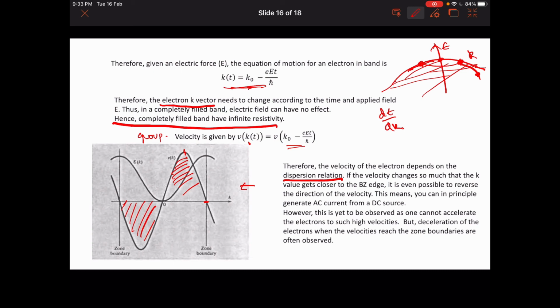So it's possible that even under a constant DC source, you can have alternating current. If the velocities keep alternating between positive and negative values, you will start getting alternating current even under a constant DC source. However, this has not been practically observed because you cannot have velocity accelerations like this. More often than not, the electrons get scattered and the velocities get randomized.